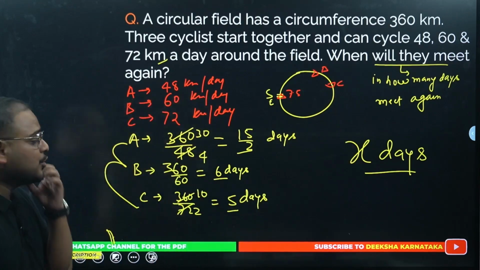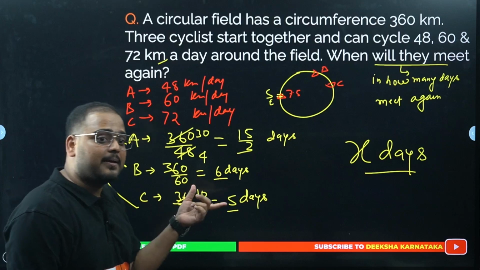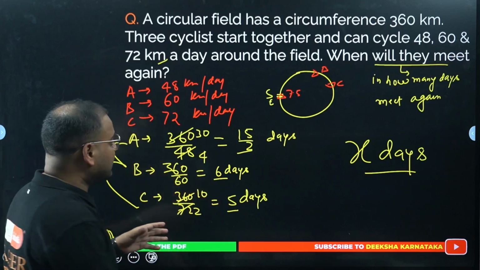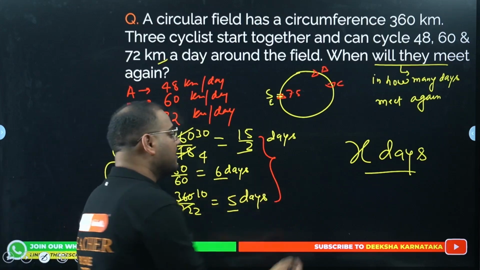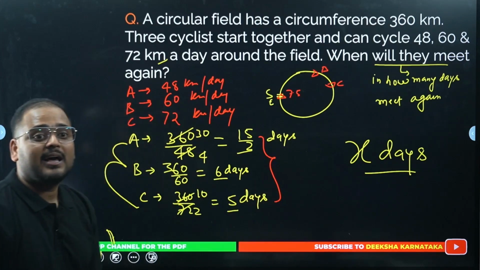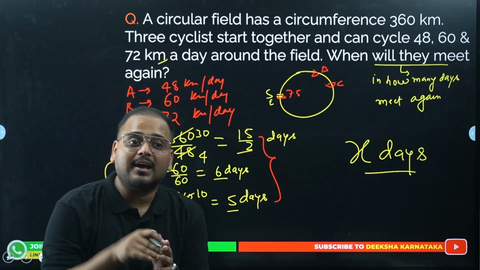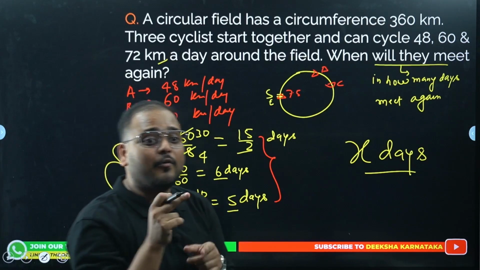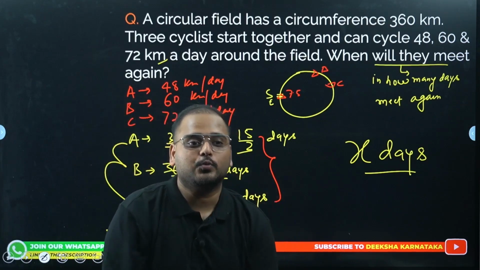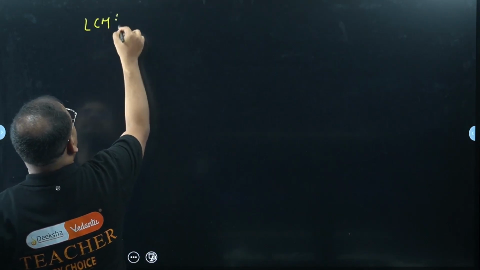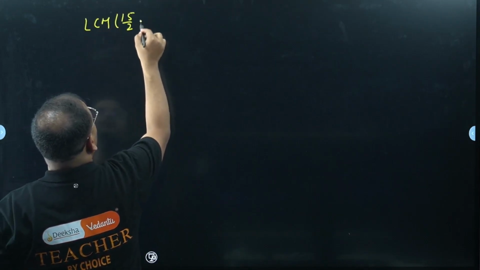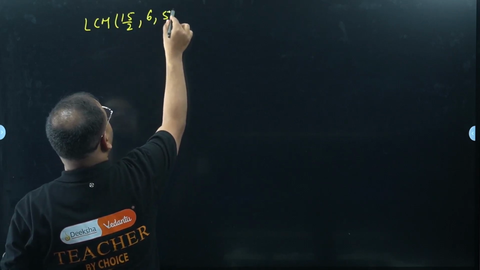because they are taking fewer days, right? So basically the number that we are taking has to be bigger than all the 3 numbers. This X has to be greater than all the 3 numbers, and that can happen only if we are doing the LCM. So this is how we break our question down. Find the LCM of 15 by 2, 6 and 5.